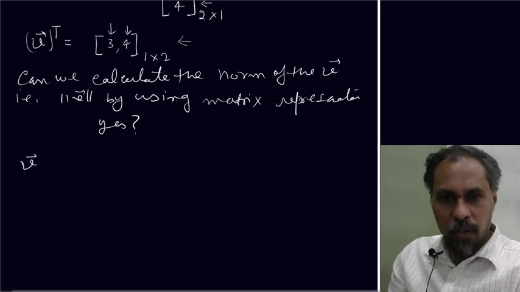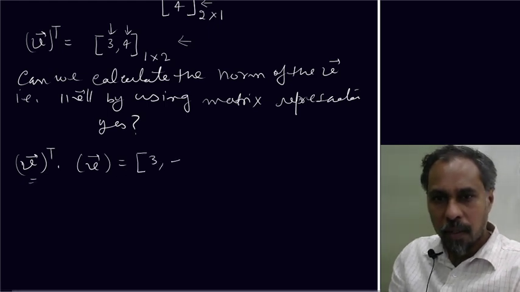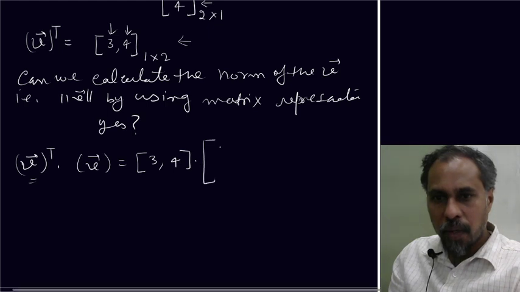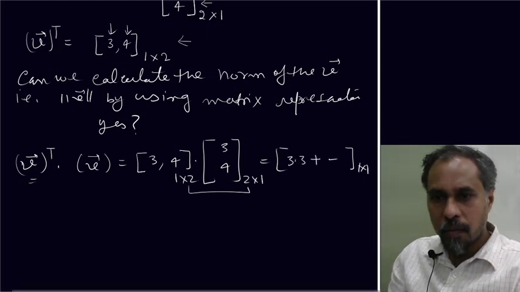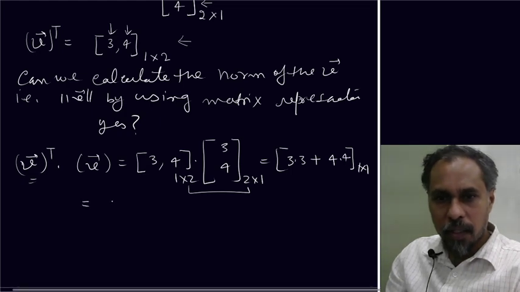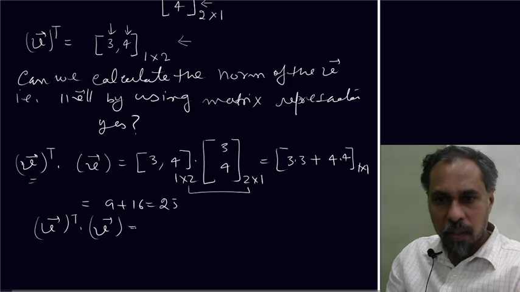So let's try this experiment. I multiply this matrix V transpose by the vector V. Let's see what happens. This is nothing but the row 3 4 multiplied by the column matrix 3 and 4. The dimension is 1 by 2 multiplied by 2 by 1, the 2 and 2 match, so the dimension will be 1 by 1. So you will get a scalar quantity: 3 multiplied by 3 plus 4 multiplied by 4, that is 9 plus 16, that is 25. So we calculated V transpose multiplied by the vector V, that is 25.